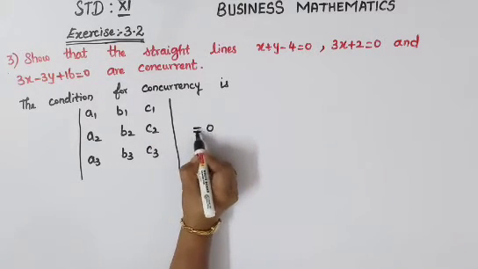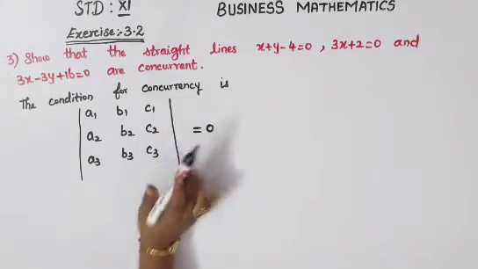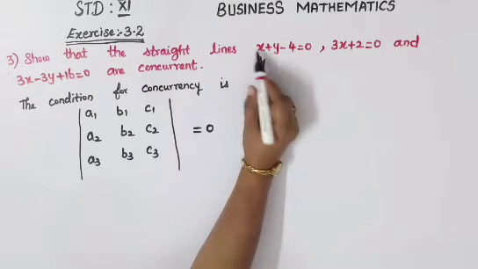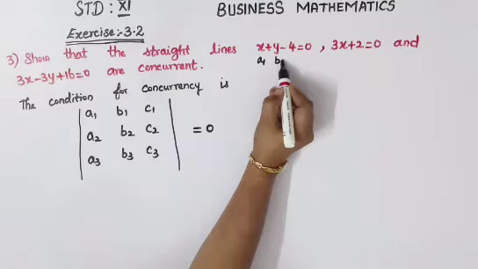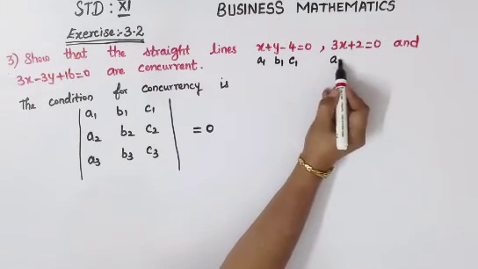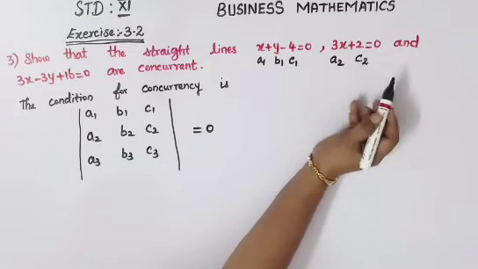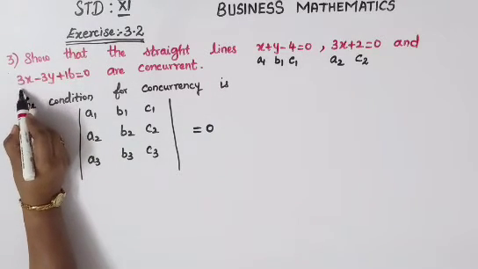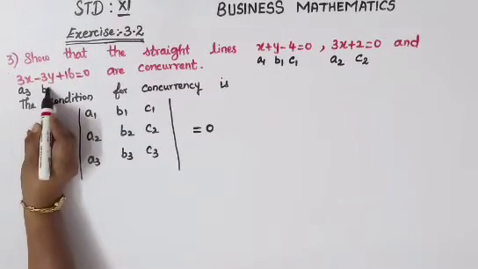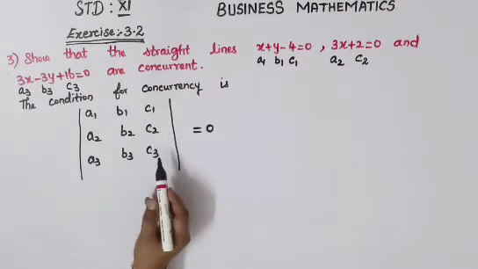If you get the determinant value as 0, then you can say that the lines are concurrent. Three lines are given, so we can mark this as a1, the coefficient of x, b1, the coefficient of y, and your constant is c1. In the same way here the coefficient of x is a2, y is not there, constant is there, so you can write it as c2. Same way here the coefficient of x is a3, the coefficient of y is b3, and your constant is c3. Now just substitute in your determinant.